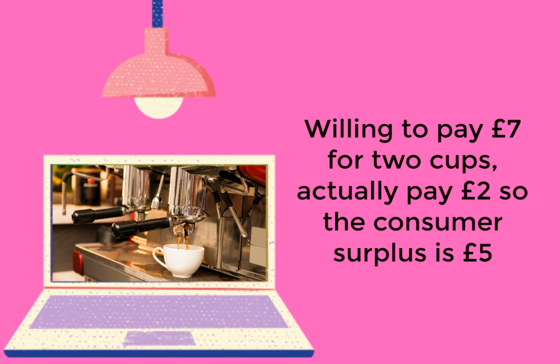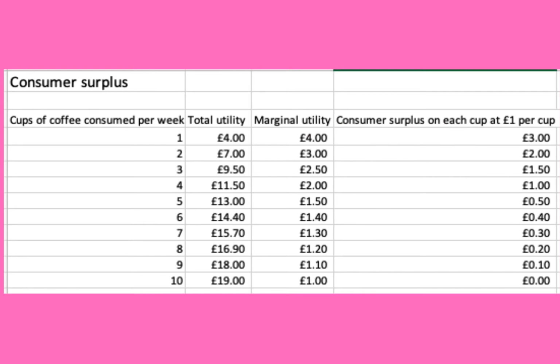Remember the definition of consumer surplus: the difference between what a consumer would be willing to pay, which is the value of the total utility, in this case £7, and what they do pay, in this case £2. So the consumer surplus for this example is £5. If the consumer was to buy 10 cups of coffee in a week, they would spend £10. However, their total utility for 10 cups is £19. So their consumer surplus on weekly consumption is £9.